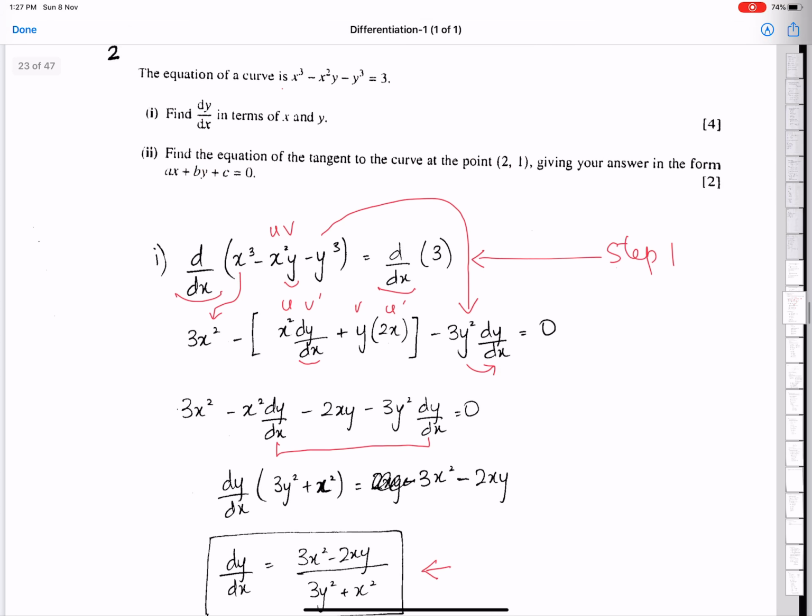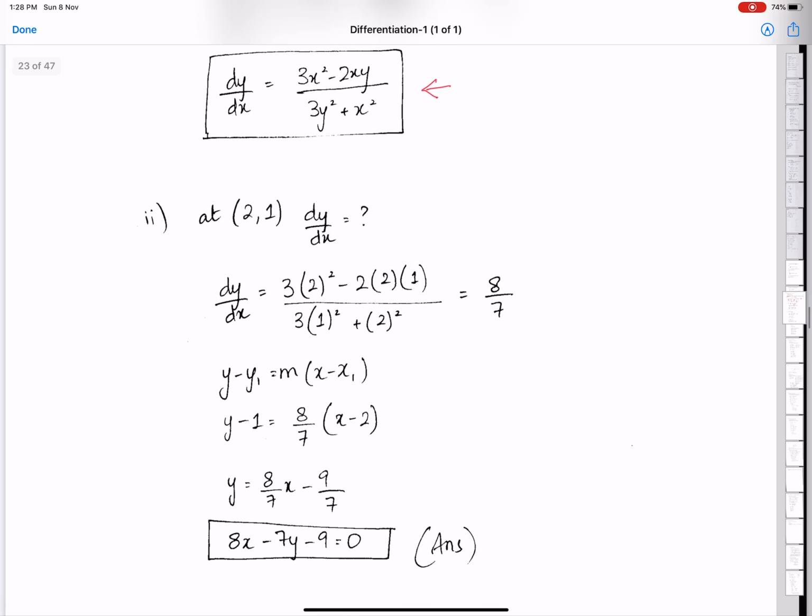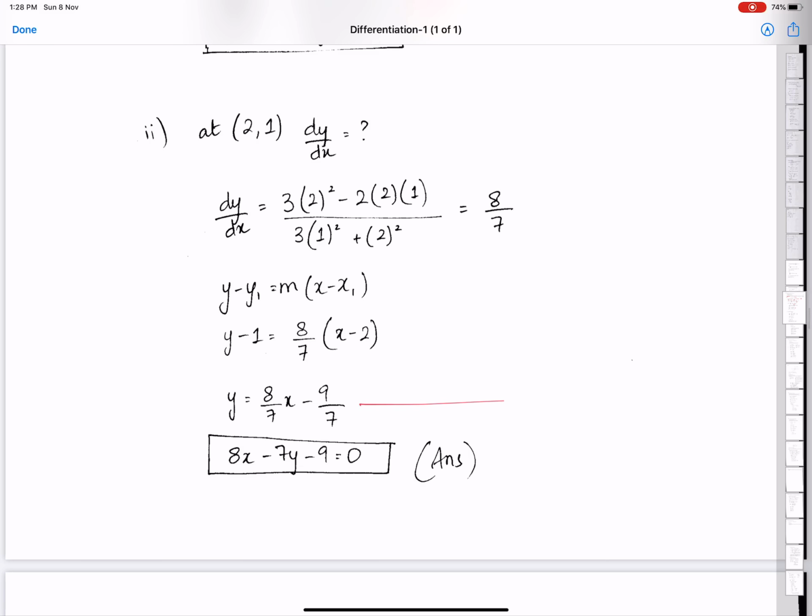Now part 2. Part 2 is find the equation of the tangent at (2, 1) and give your answer in this form. This is one of the most important parts of the question. We need to give the answer in this form, otherwise we will lose 1 mark. So don't leave your answer here. Give your answer in this form.